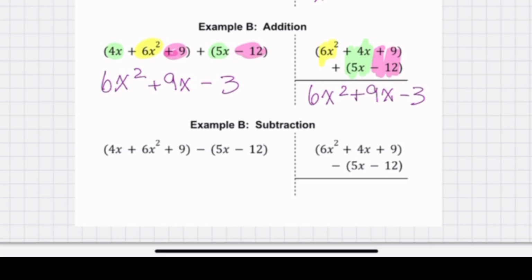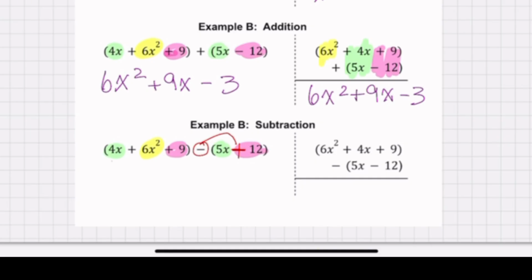Subtraction works exactly the same way as the prior subtraction, but again, you need to realize that your terms are out of order. So you have that 6x squared, you have a 4x, which is going to combine with a 5x, and then you have your constant terms of plus 9 and plus 12. But remember, this is subtraction. So I'm going to take the subtraction sign. I'm going to apply it to the 5x, but a negative times a negative makes that a positive 12.